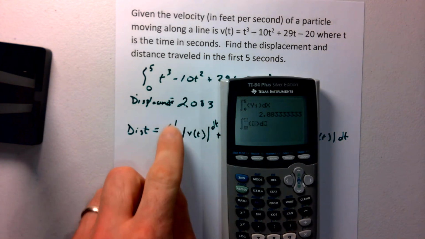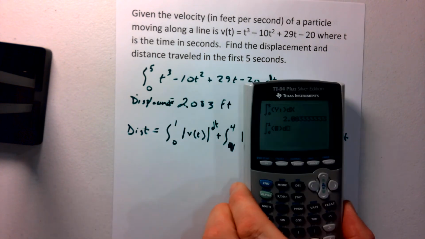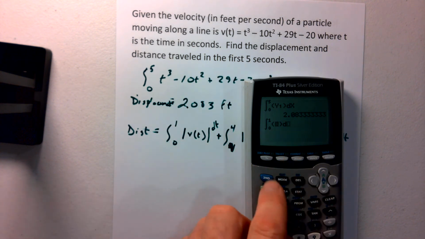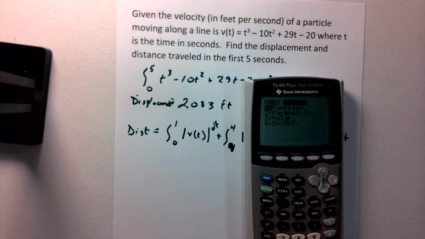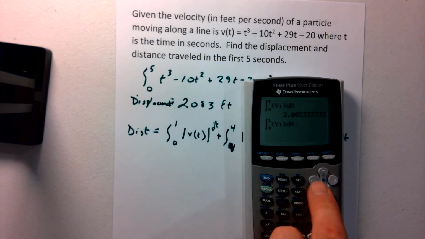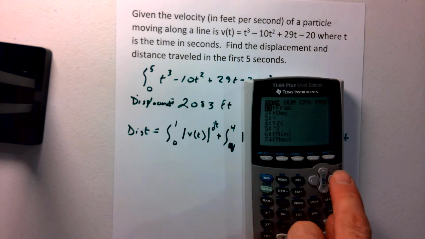So here we're going 0 to 1, so 0 to 1 of v of t. And again, remember, v of t is going to be what our y1 was. So we can go into our vars, y vars function 1 dx. But we need the absolute value in there. I forgot the absolute value, so we can go and insert my absolute value. So math, go over to num, my absolute value.